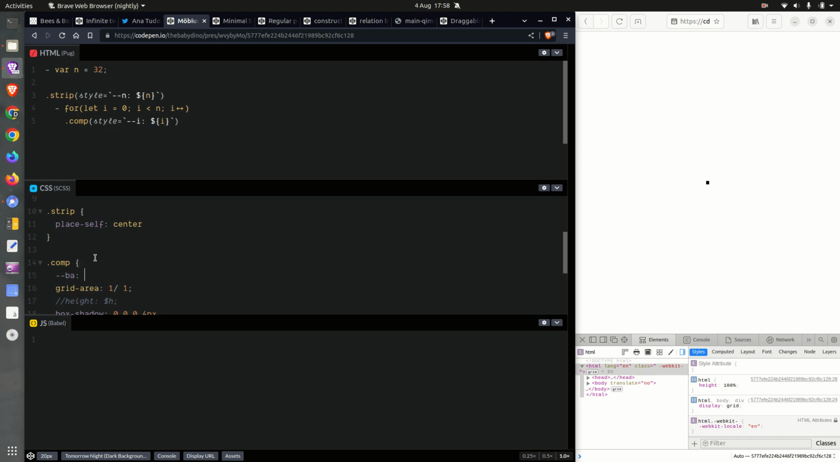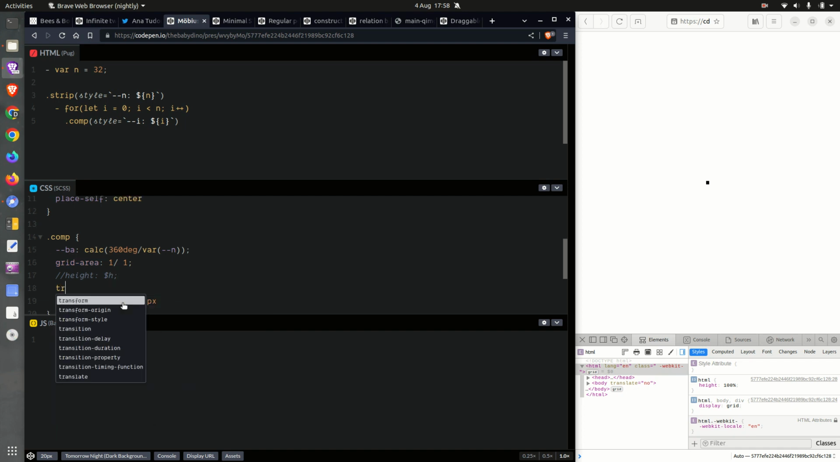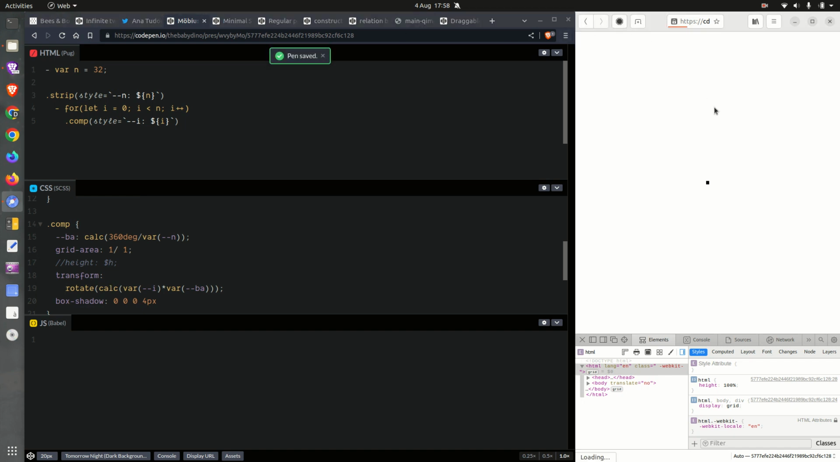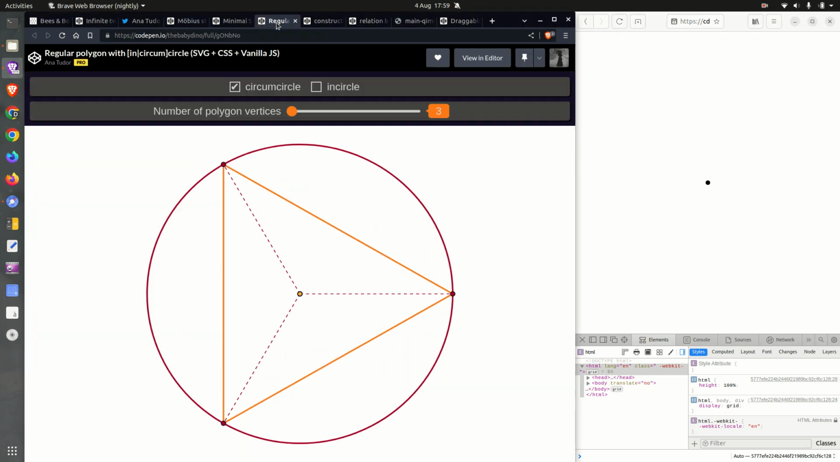We are going to have a base angle, which is going to be 360 degrees divided by the total number of components, right? And then we're going to have transform or rotate, and again we're going to have a calc, which is going to be I, the index of the current component, times the base angle. Now, this is not going to look like much for now, because we're just rotating them in place. And it makes sense if we are starting with all the vertices right there in the middle of the circle. Just rotating them doesn't do much.